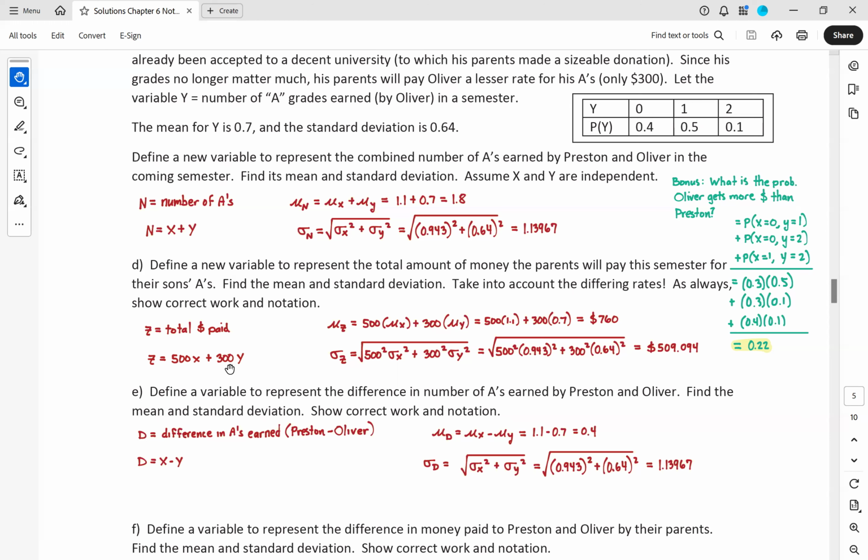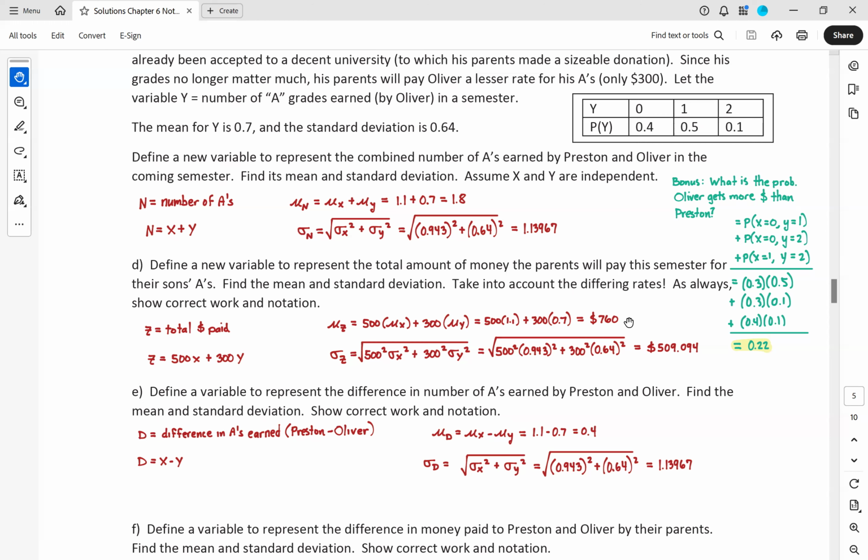The mean of Z is still intuitive. I'm going to take 500 times the mean of x plus 300 times the mean of y. I'm basically swapping the means in where I see an x and a y in the definition of Z, and I can expect that to work. Looks like the mean amount of money paid out is $760.